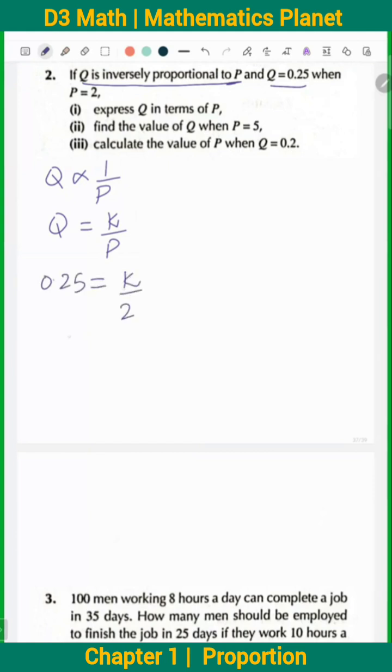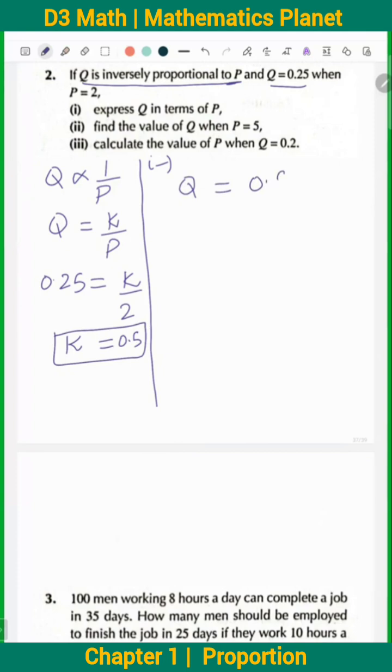P is 2. So please tell me what is K? It will be 0.5. 0.25 multiplied by 2 will be 0.5. Okay. So now express Q in terms of P. So Q would be equal to 0.5 by P. Number 2. Find the value of Q when P is 5.